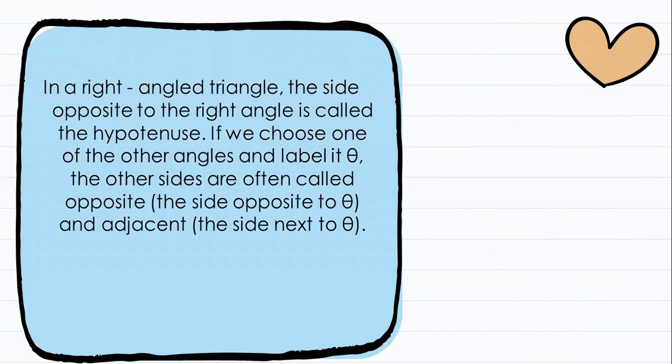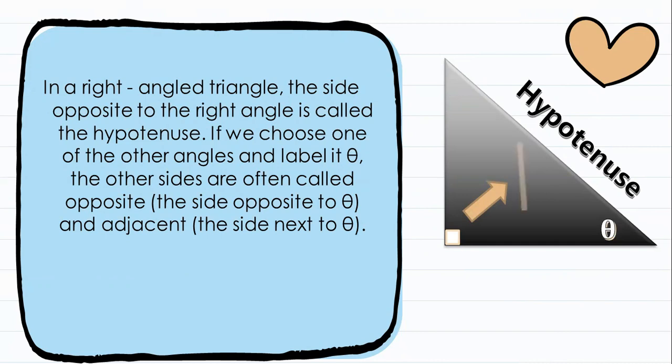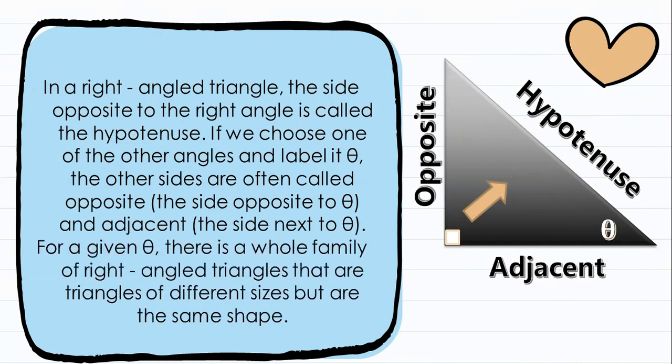So let's start with a right-angled triangle as shown on the right side. The side opposite the right angle is called the hypotenuse. If we choose one of the other angles and label it theta, the other sides are often called opposite, the side opposite to theta, and adjacent, the side next to theta. For a given theta, there is a whole family of right-angled triangles that are triangles of different sizes but are the same shape.